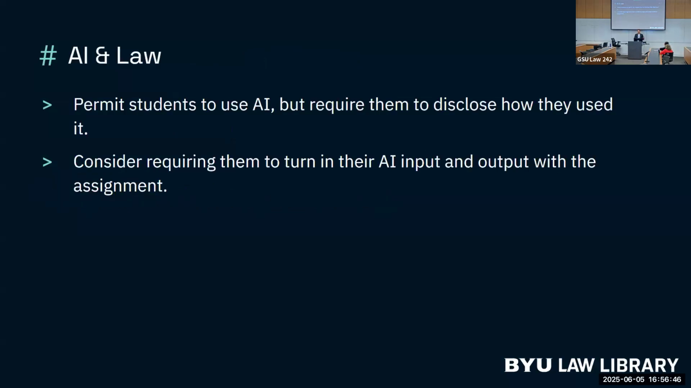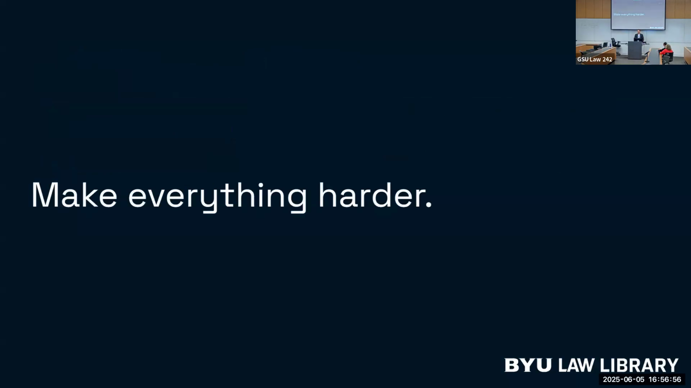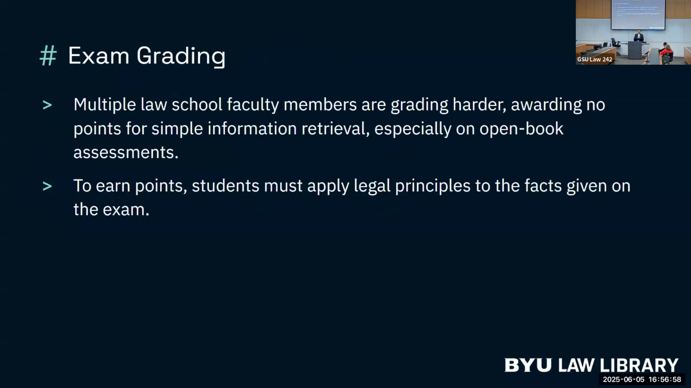Right. Another thing you can do is require transparency. You can use AI, but you have to disclose how you used it. You can require them to turn in the transcript or something if you want to. You can also make everything harder. We've talked a little bit about this, but we had a training on grading where several faculty members are just grading hard. You don't get any points for stating a rule. You only get points for applying it. Things like that. The bar is just higher, right? Because you can get more done with technology.